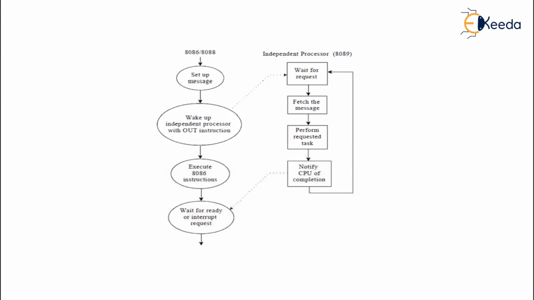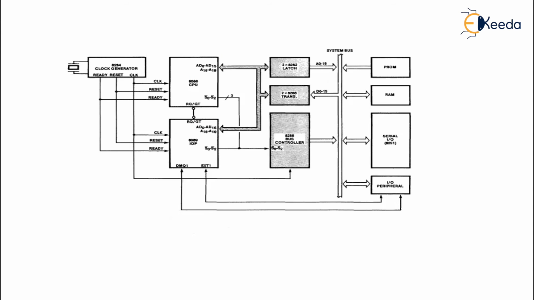After the wake up instruction is given by 8086 or 8088 to the 8089 processor, the 8089 will wait for the request, fetch the message, execute the message, perform the task, notify the CPU of completion, and then send an interrupt indicating that the instructions given by 8086 or 8088 have been performed successfully and the output is displayed. So this is how the different sort of processors work together to give us the desired output and result.